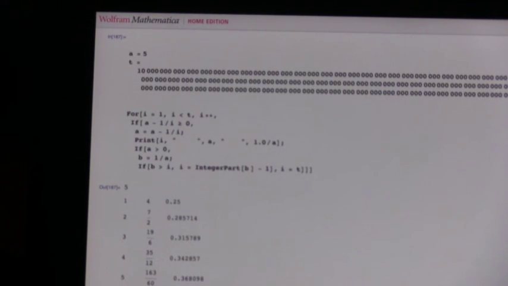Anyway, this is fun. This is a good plan with this suggestion. All right, good work, guys.